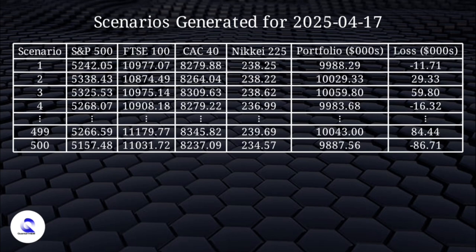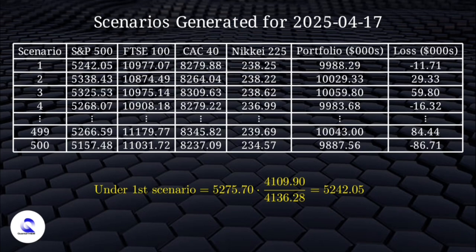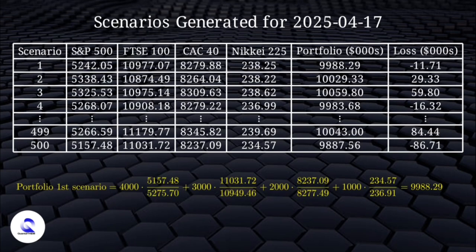The S&P 500 on April 16, 2025 was 5,275.7. In the corresponding historical data in the past, it drops from 4136.28 to 4109.9. So we apply the return to simulate tomorrow's value, and the value is indicated here. We do the same for the other indices and use those to recalculate the portfolio value using the known weights, and the result is indicated here. This results in a loss of 11.7 thousand for the first scenario. We repeat this process for all 500 scenarios, which will feed into our VaR and ES calculations.